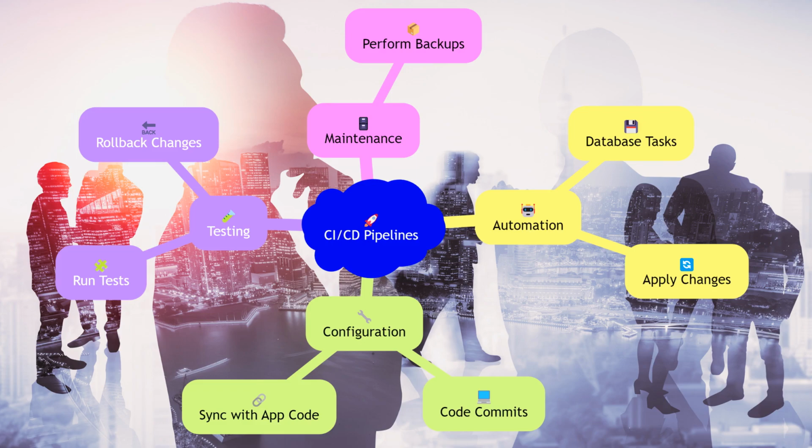Continuous integration and continuous deployment, CI/CD pipelines, are essential for automating database tasks. These pipelines can be configured to automatically apply database changes whenever new code is committed to the repository. This ensures that the database is always in sync with the application code. CI/CD pipelines can also include steps for running tests, performing backups, and rolling back changes if necessary.